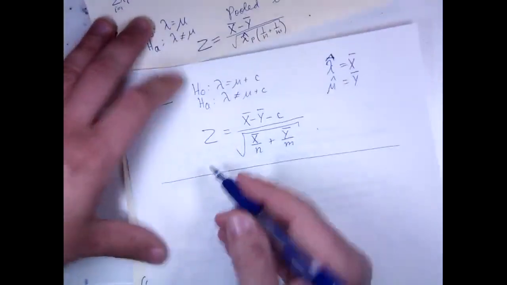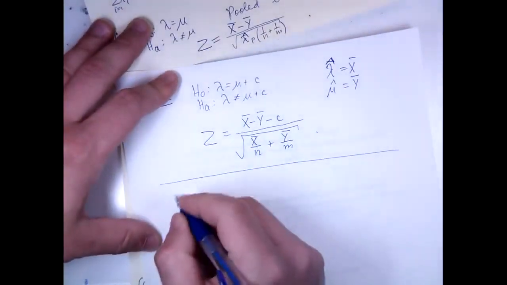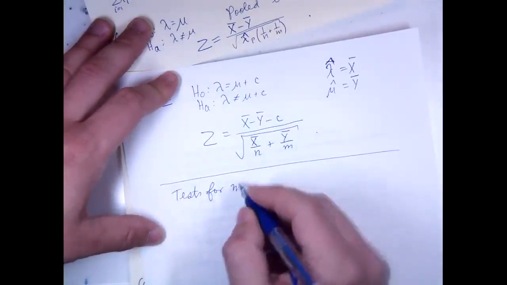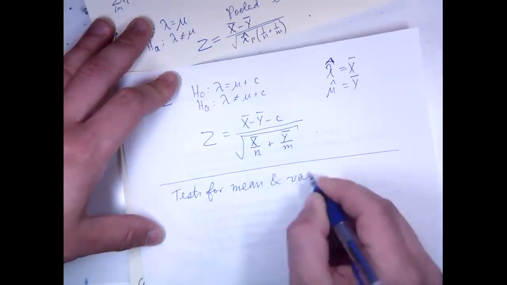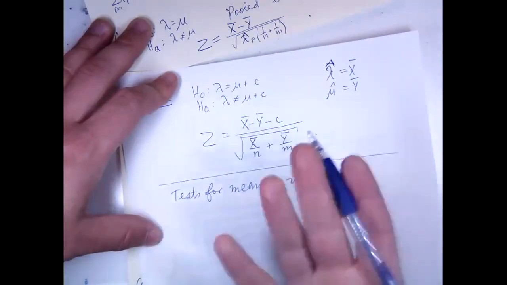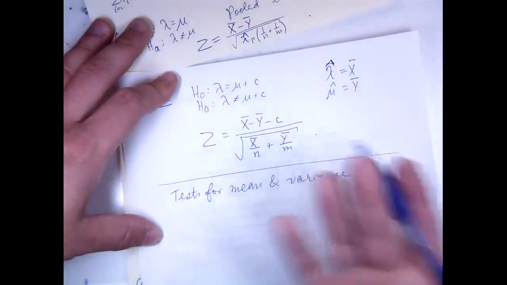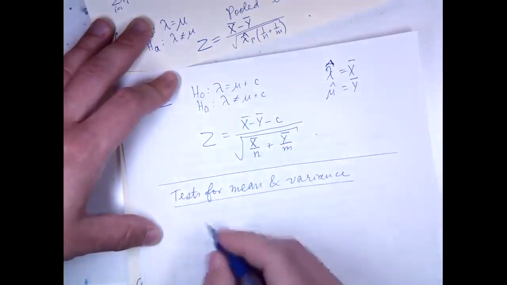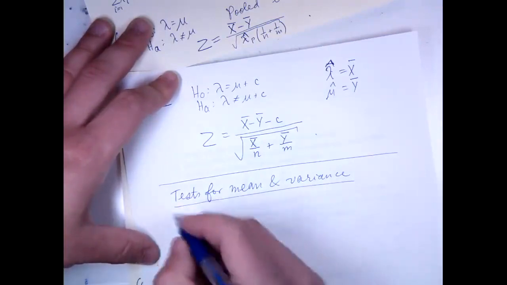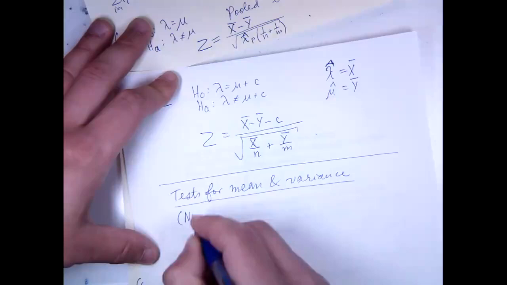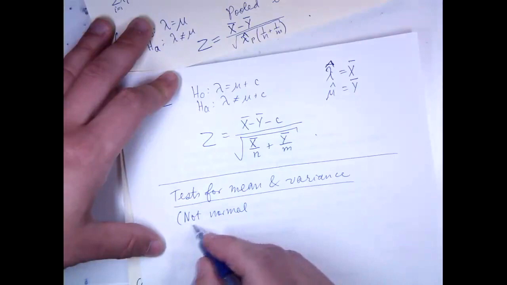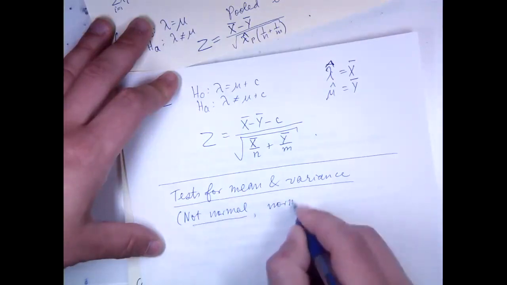Let's talk about all the tests for mean and variance. And these are principally designed for normal observations, but they can also, because of the central limit theorem, sometimes be applied when the observations are not normal. Okay, so let me do the not normal case first, because we've talked quite a lot about t's, but normal approximation.